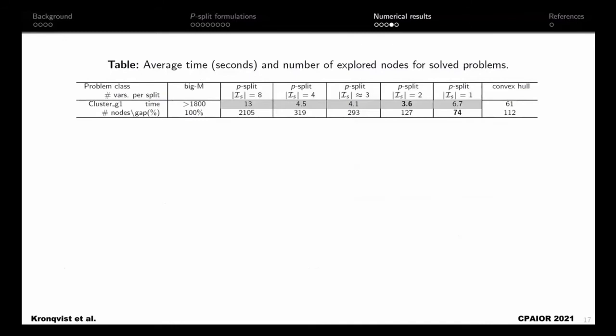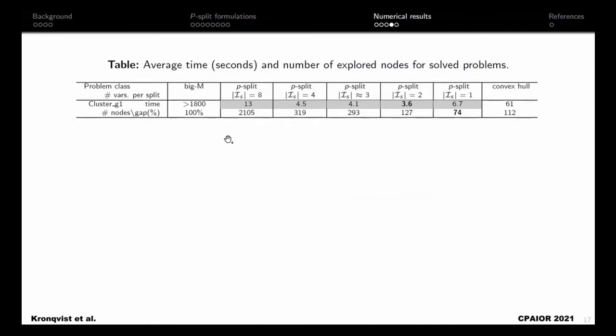Here we have the average time in seconds and the average number of explored nodes to solve the problems. So for the first problem class, big M did not manage to solve the problems in half an hour, and the remaining gap is 100%. In the right column, we have the convex hull, which solves the problem on average in 61 seconds by exploring just over 100 nodes.